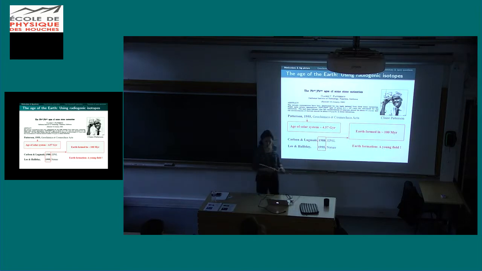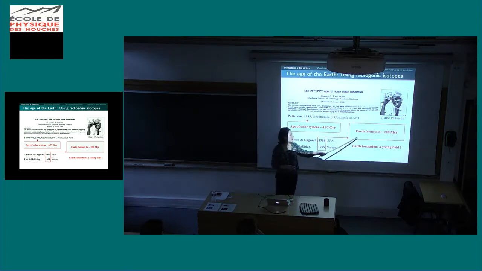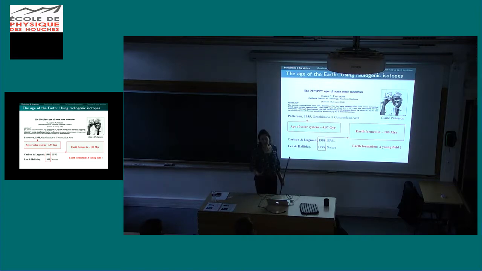Since radiochronology, as Mathieu introduced this morning, we can differentiate between the age of the earliest meteorites and the age of the Earth, and we know that it took about 100 million years to form the Earth. So the age of the Earth is this age minus 100 million years. This just demonstrates that Earth formation is really a young field. It's only since the 80s and the 90s that we can say something quantitative about Earth formation, those 100 million years. So why is it important?